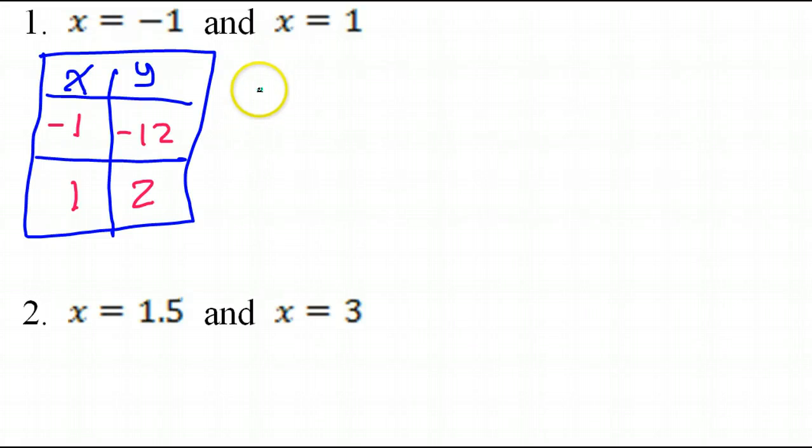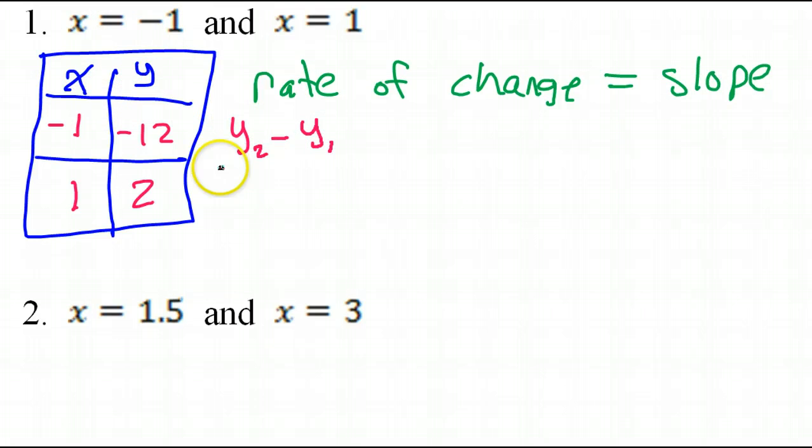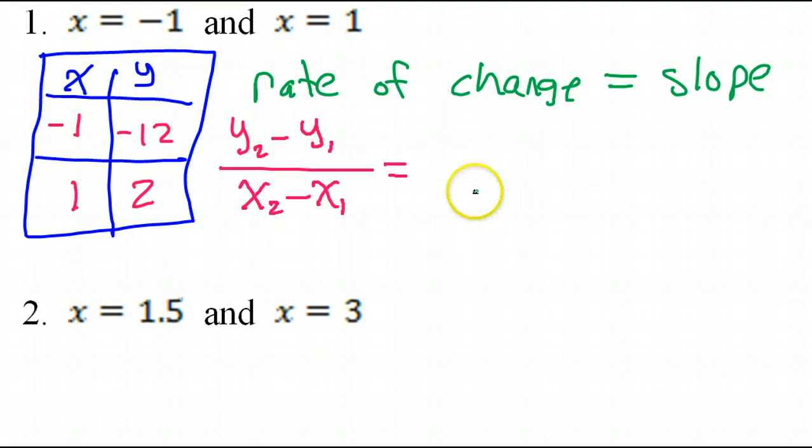Alright, so now we're ready to calculate the rate of change. Now please understand this. The rate of change equals the slope. Okay? So remember the formula for slope was y2 minus y1 over x2 minus x1. So when we do the rate of change, we're just going to be using the same slope formula. So y2 minus y1. So these are my y values.